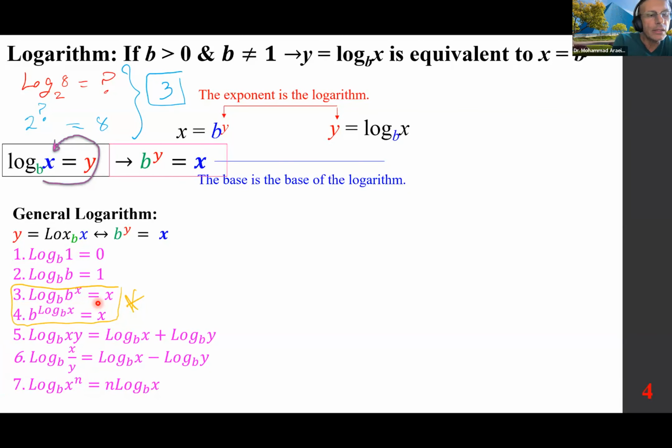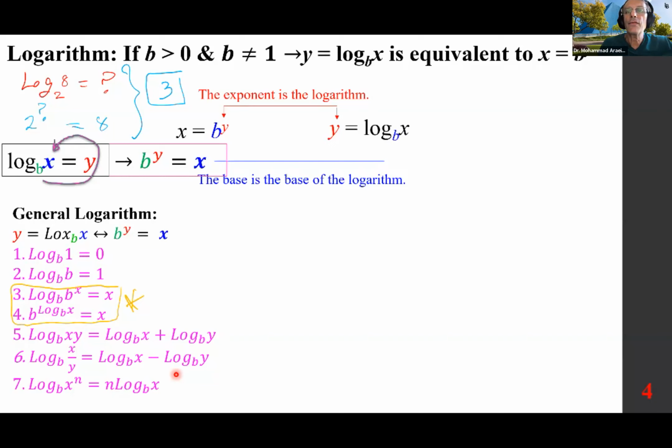Now, this is called the product rule. Log of xy base b equals log x base b plus log y base b. Log of x over y base b is log of x base b minus log of y base b. This is the quotient rule. And log of x to the power of n base b is n log of x base b. That means the exponent becomes the coefficient, known as the power rule.